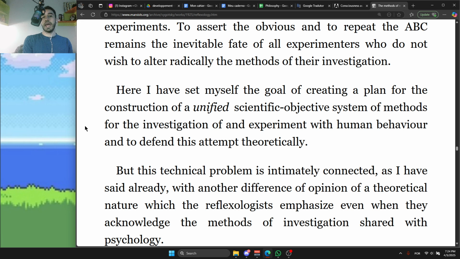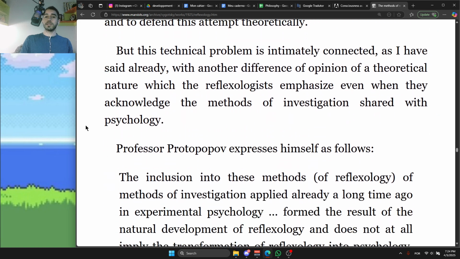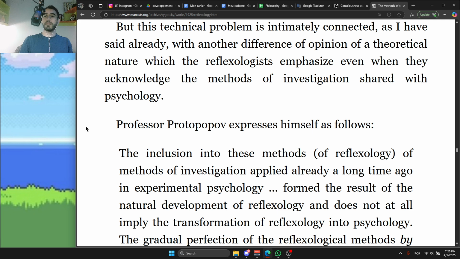Here, I have set myself the goal of creating a plan for the construction of a unified scientific objective system of methods for investigation of an experiment with human behavior, and to defend this attempt theoretically. But this technical problem is intimately connected, as I have said already, with another difference of opinion of a theoretical nature which the reflexologists emphasize even when they acknowledge the methods of investigation shared with psychology.